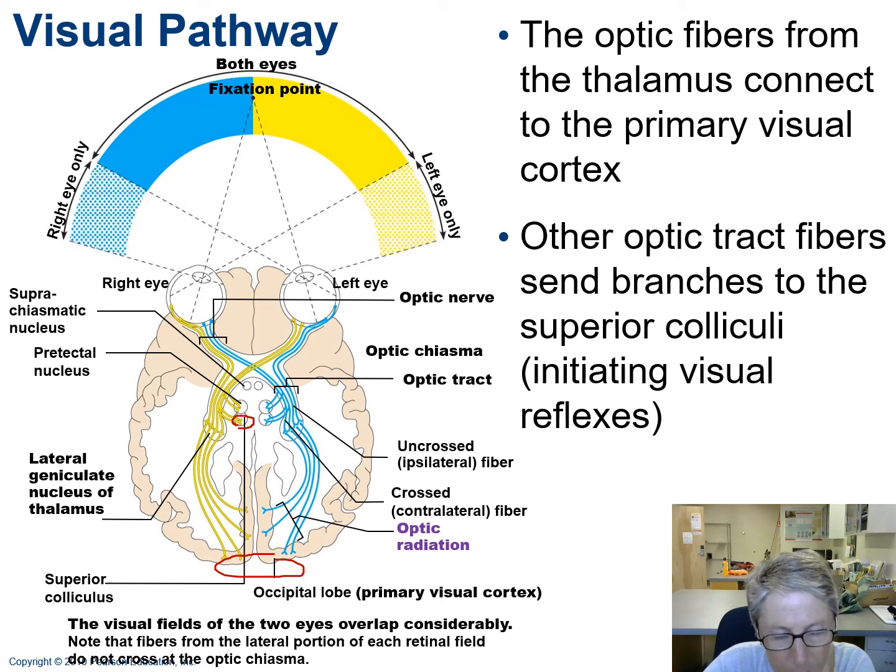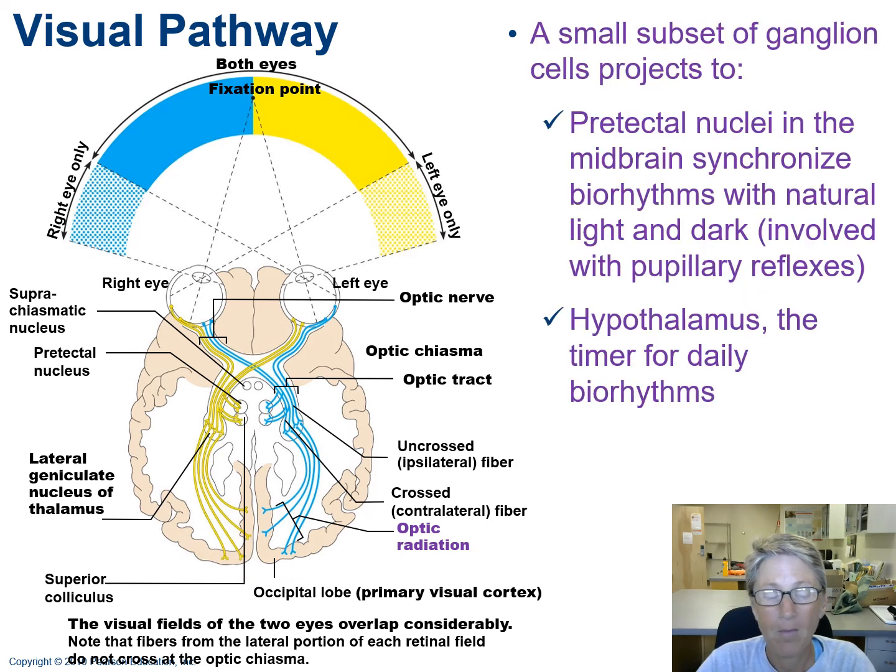So here's a superior colliculus, here's a superior colliculus. Because this is a surface view, the inferior colliculus are just below, so you can't see them in the cartoon. And that will initiate reflexes based on what your eyes saw.